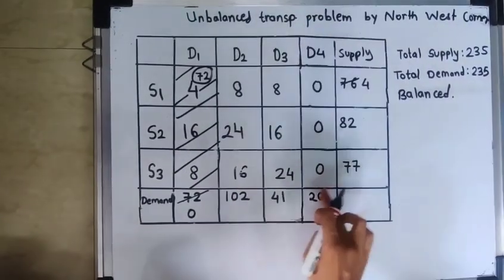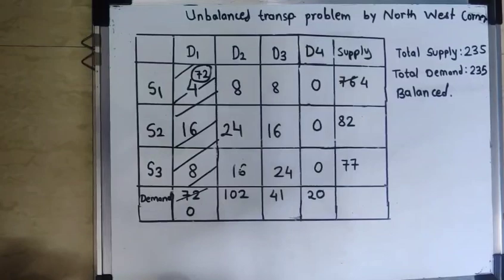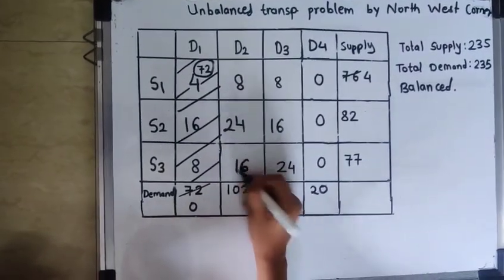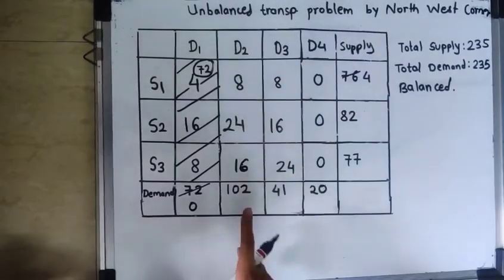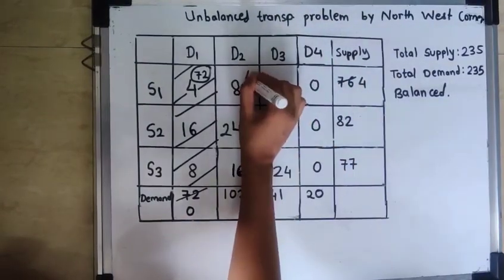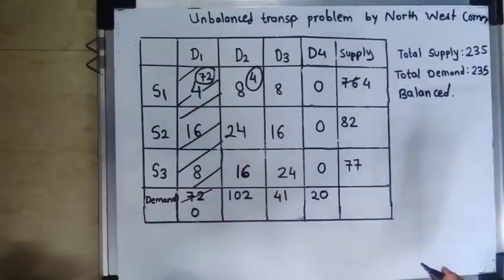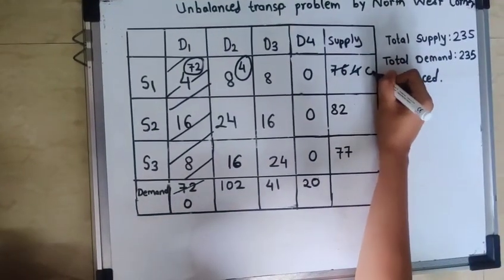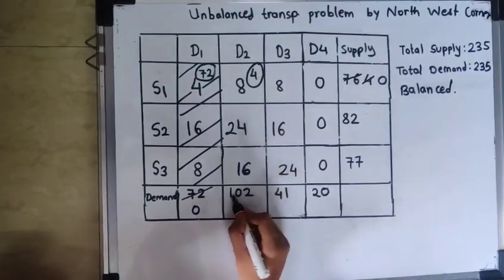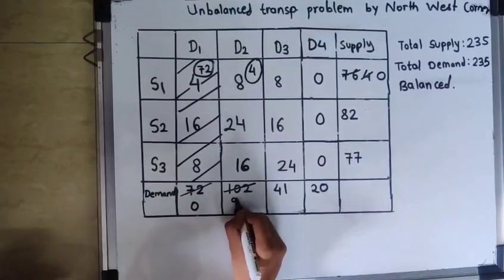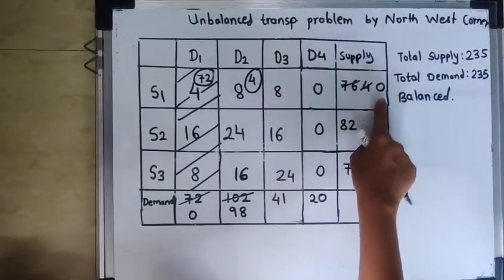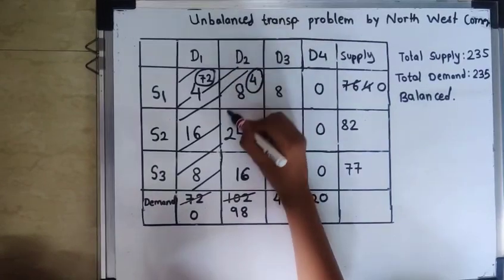Next, from this remaining part, the northwest cell, or the top-left cell, is 8. For 8, we can either allocate 4 or allocate 102. The smaller number is 4, so we will allocate 4. After making the allocation, 4 minus 4 will be 0, and we subtract 4 from the corresponding column also. So 102 minus 4 will be 98. Now this row has become 0, so we are going to eliminate it.